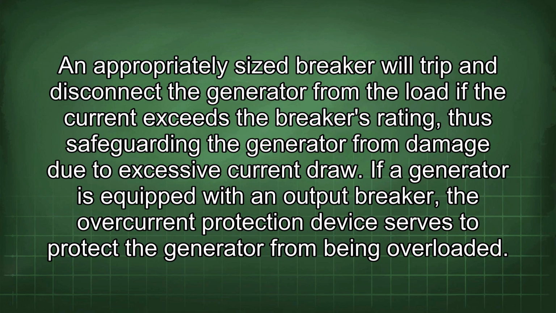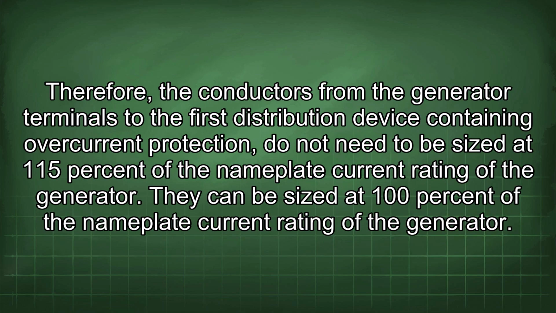If a generator is equipped with an output breaker, the overcurrent protection device serves to protect the generator from being overloaded. Therefore, the conductors from the generator terminals to the first distribution device containing overcurrent protection do not need to be sized at 115% of the nameplate current rating of the generator. They can be sized at 100% of the nameplate current rating of the generator.